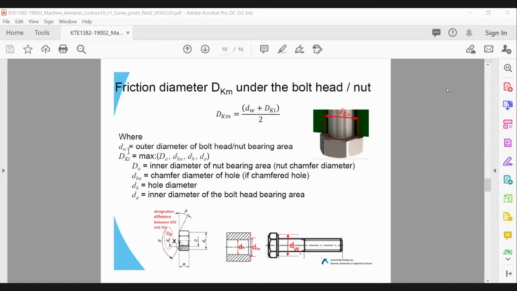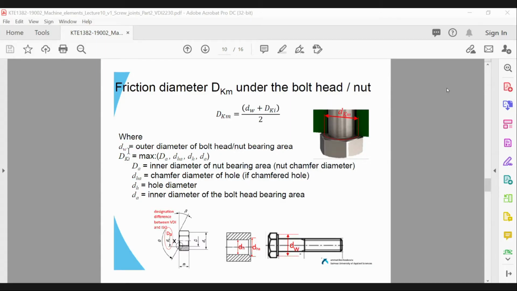I was speaking and the mic muted. Okay, so as you can see, the DKI is in here. It's the maximum value of those values: DA, DHA, DH, and small da. But in this case, you can use minimum.